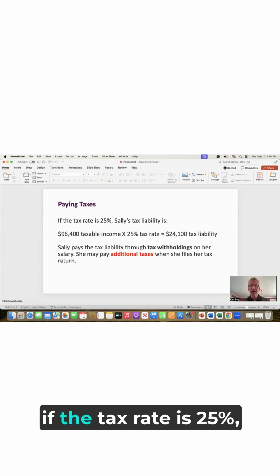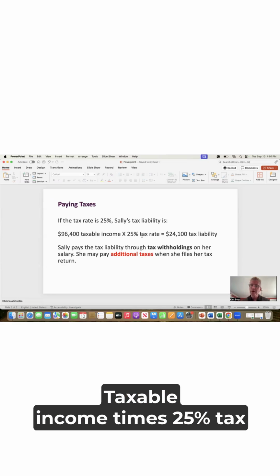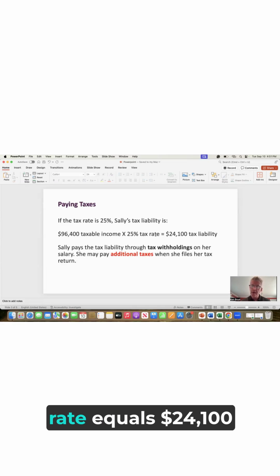What about paying taxes? Well, if the tax rate is 25%, Sally's tax liability is going to be $96,400 taxable income times 25% tax rate equals $24,100 tax liability. And she pays that in one of two ways.